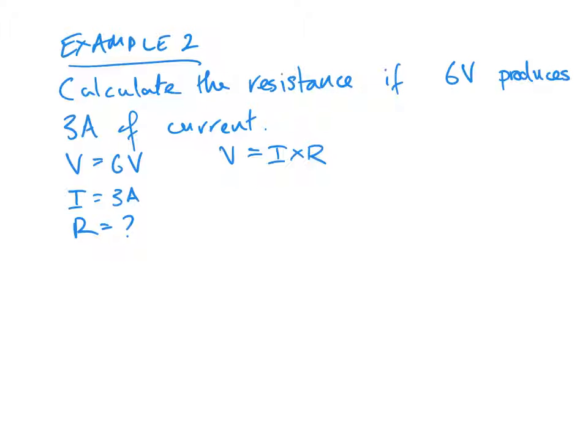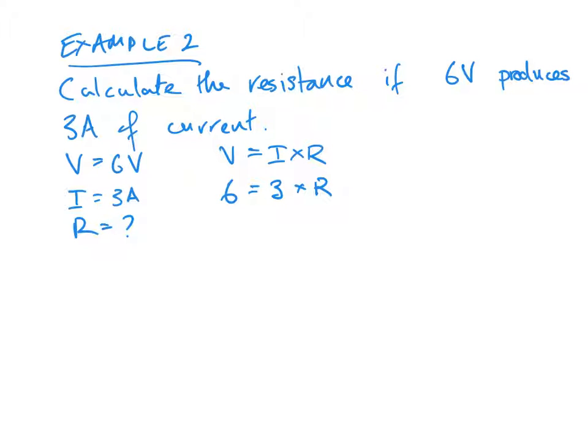And then you do the next step again, substitution, step 2. So you go through and replace the letters that you know. So I know that V is 6, so underneath there I'm going to put a 6. Then my equal sign, and then I know that I is 3, but I don't know what R is, so I'll leave that as an R.